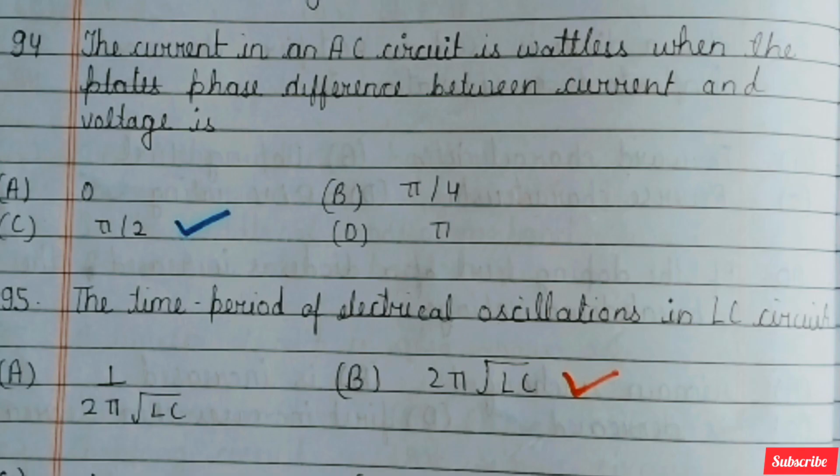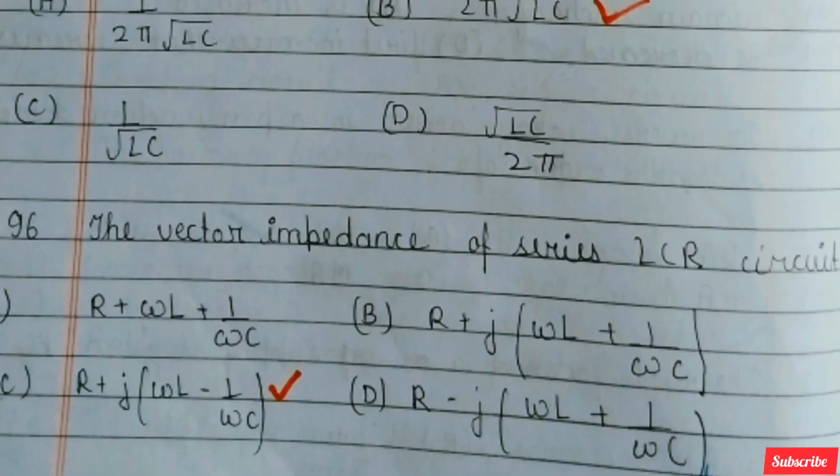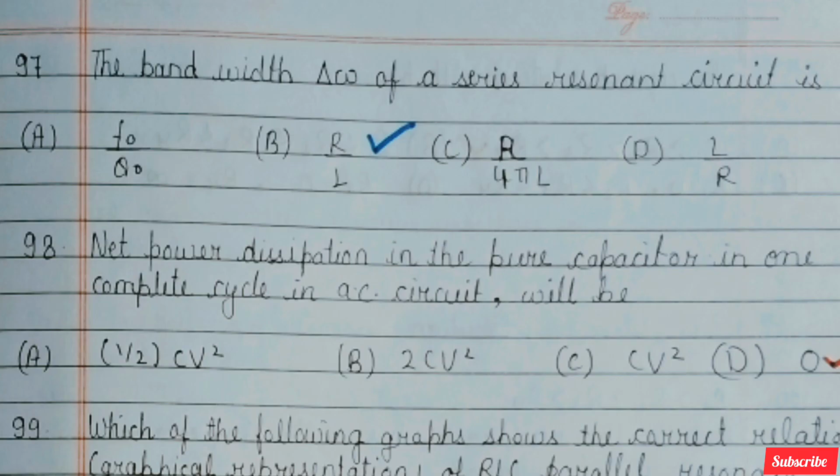The current in an AC circuit is wattless when the phase difference between current and voltage is. Option C is right. The time period of electrical oscillation in LC circuit. Option B is right. The vector impedance of series LCR circuit. Option C is right. The bandwidth of a series resonant circuit is. Option B is right. Net power dissipation in the pure capacitor in one complete cycle in AC circuit will be.